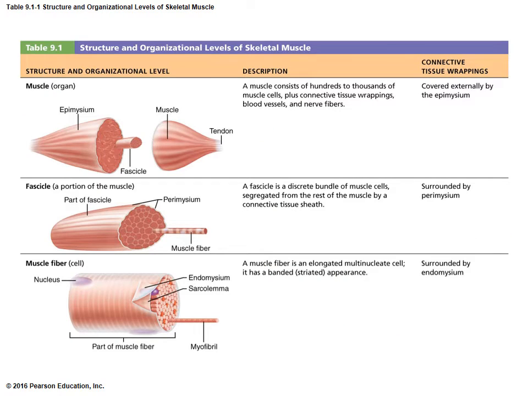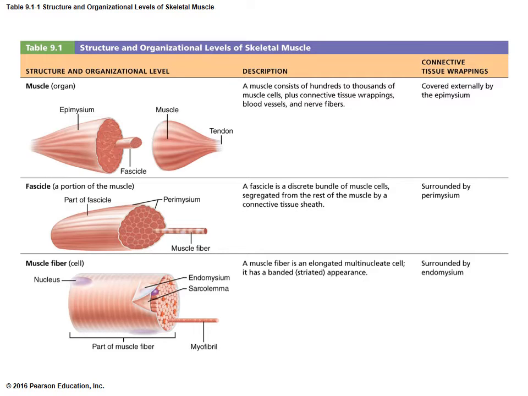Now, here is table 9.1, and what this one's going to do is it's going to show you the different structure and organizational levels of the skeletal muscle. And I want you to really take a good look at this table because it's going to explain to you the anatomy of the muscle as we start off from gross anatomy all the way down to microscopic anatomy. So the first one it highlights is muscle, which is what we're saying so easily. Muscle itself, remember, is the organ.